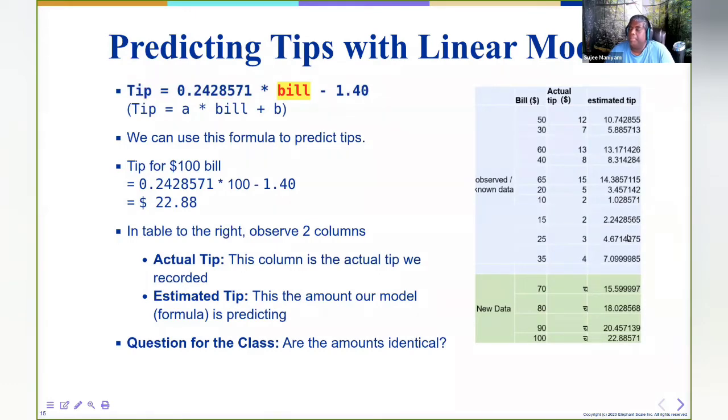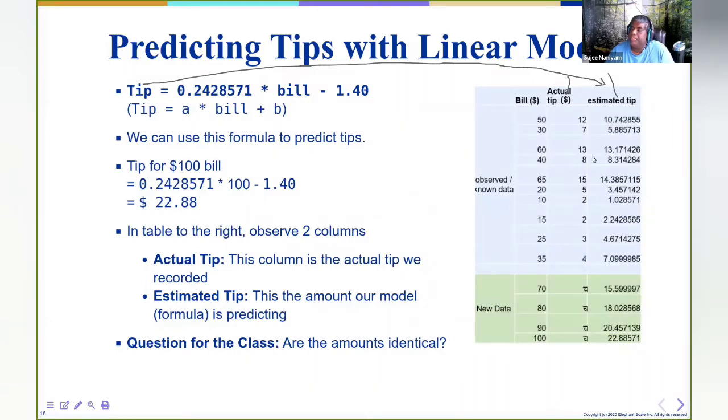That's my next column. When I plug in the bill amount, I'm calculating the tip, and this is my estimated tip. Now if you compare these two columns, actual tip versus estimated tip, what do you guys see? If you look at the numbers, they are not equal. Some of them are pretty close.